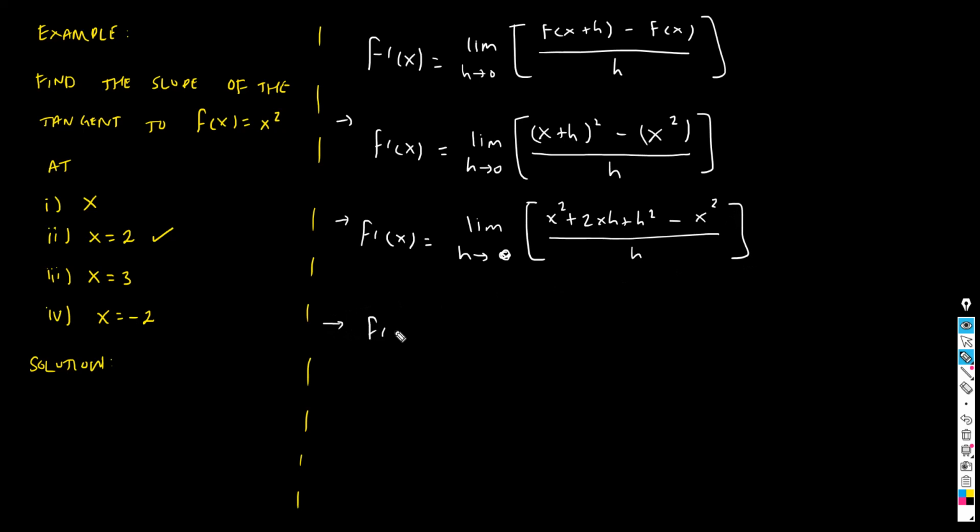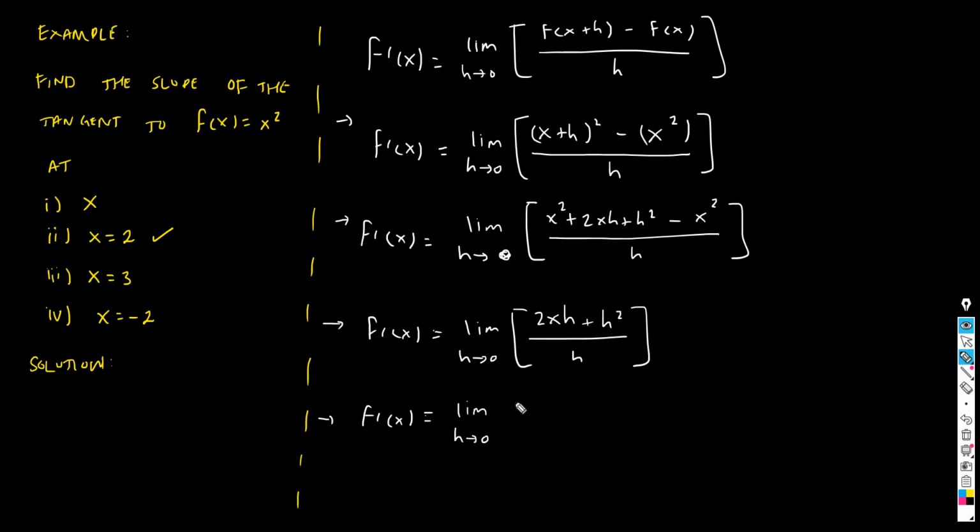We continue. f prime of x equals the limit as h approaches 0 of, when you simplify the numerator, you will get 2xh plus h squared over h. Continue. And then, like I said in the past video, we can divide both the numerator and denominator by h. After you do that, you will get this value, 2x plus h.